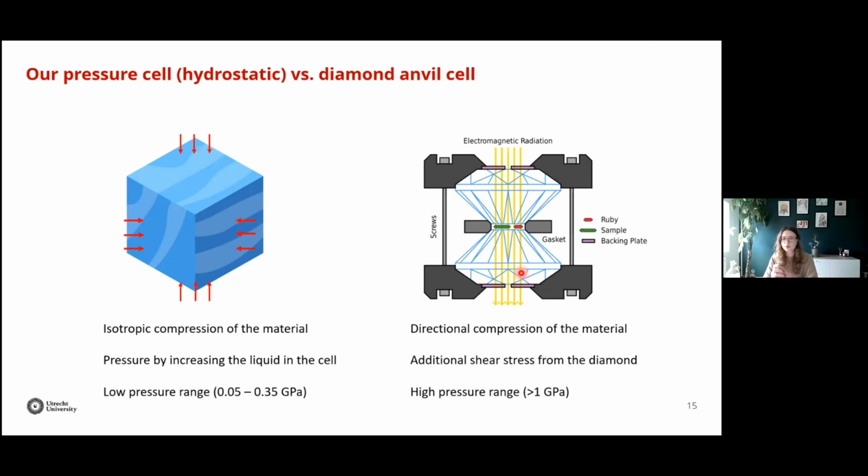And another important difference is the pressure range that we can achieve. So in our case, the pressure range is between 50 megapascal, so 0.05 gigapascal, to 0.35. And in the case of the diamond anvil cell, it's only above 1 gigapascal, and already 1 gigapascal is quite low for a diamond anvil cell.